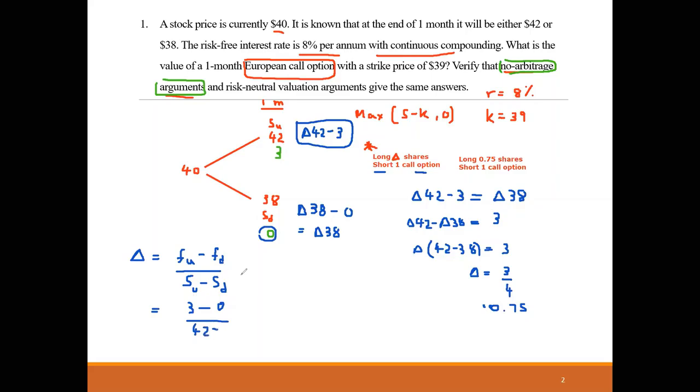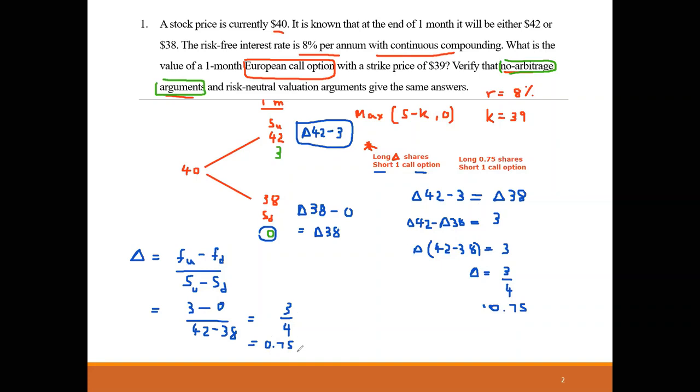And our stock price, if it goes down, is 38. So this is also the same as this. This formula is in fact developed based on this argument where we create a riskless portfolio, right? So this will also be 3 divided by 4, which is 0.75. So either you can use this formula to calculate the value of delta, or you can use this argument where you equate the value of the portfolio at maturity. So now you know how many shares you will need when you short one call option.